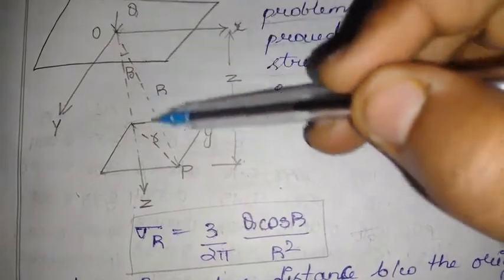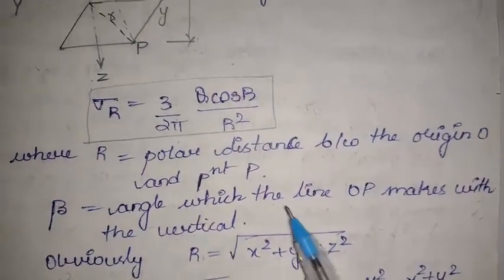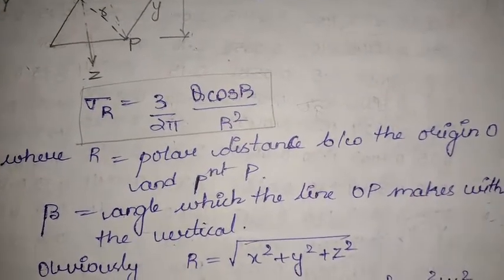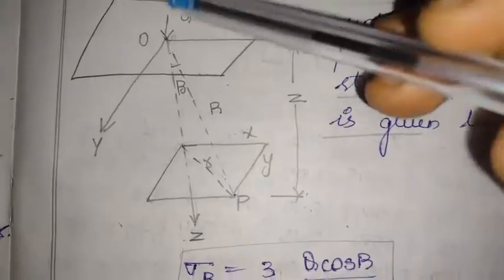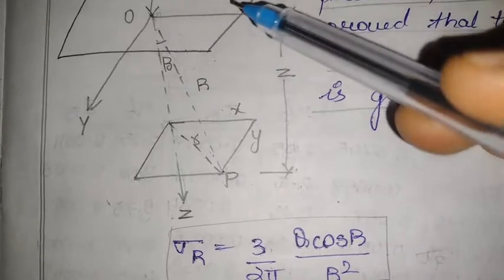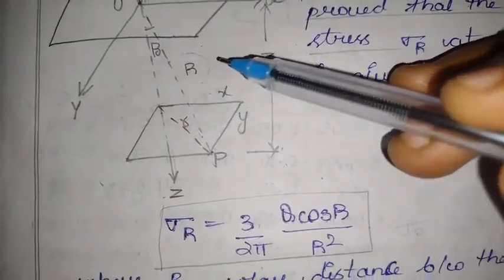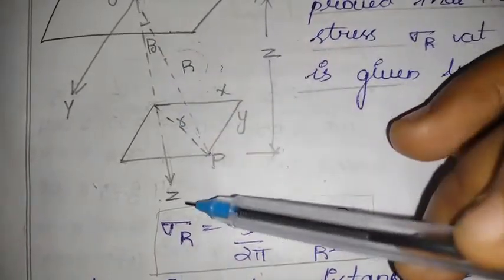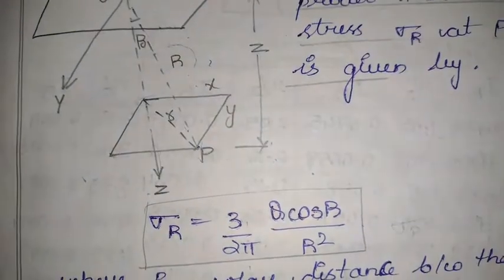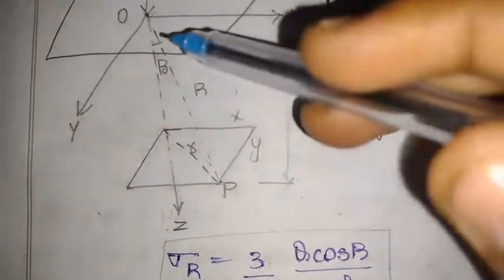This is R, the polar distance, whereas beta is the angle which the line OP makes with the vertical. See, this is the OP line, that is denoted by the distance R. This makes an angle with the vertical, that is beta.